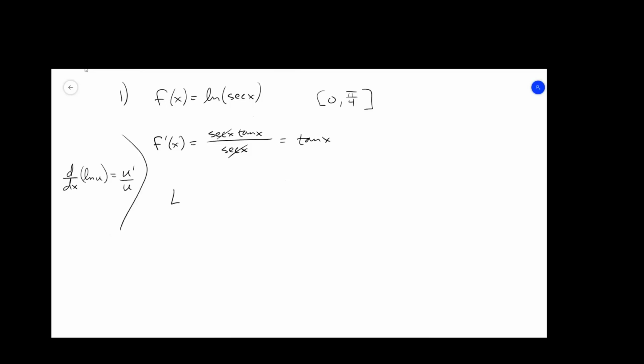So arc length should be the integral from 0 to pi over 4 of the square root of 1 plus the derivative squared, right? And the derivative is tan x, so squaring that, you get tan squared x. And again, you can maybe see why they chose this particular function here. Because what is 1 plus tan squared?